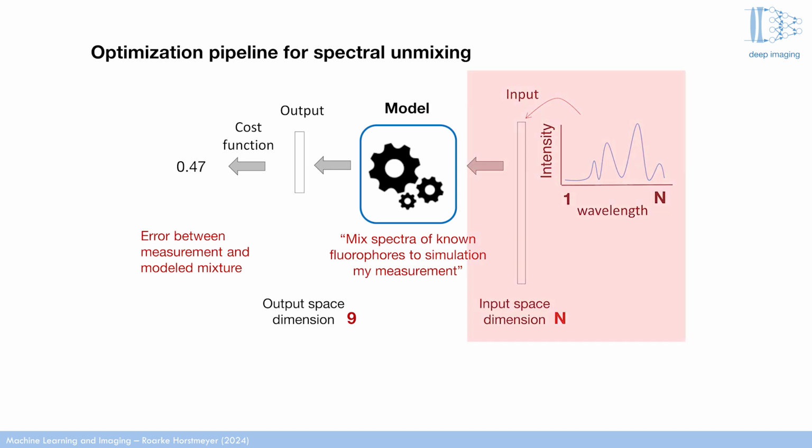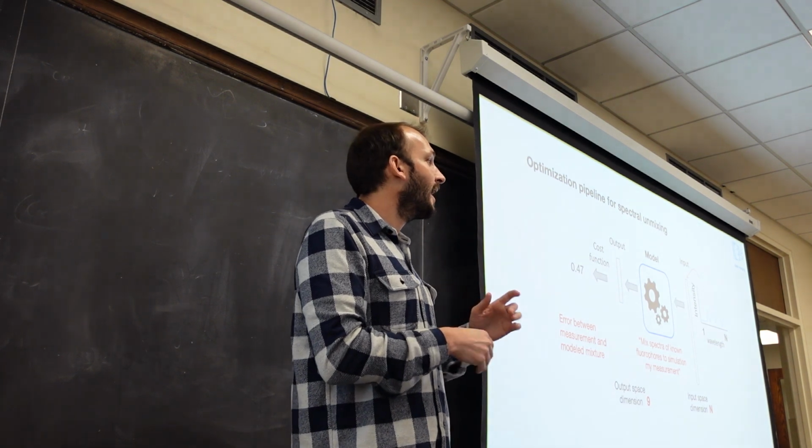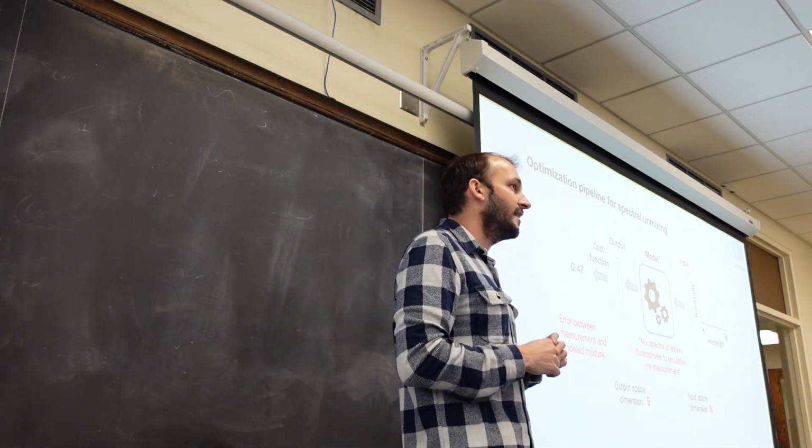We have our input, which is our measurement of the spectra of some new sample, where it's some mixture that we don't know, right? That's the whole goal, is what percentage of each fluorophore is comprising that mixture. That goes through some model that gives us the output that we want. Here's the 9 percentages, right? Why 9? Well, we have to specify that at the beginning, right?